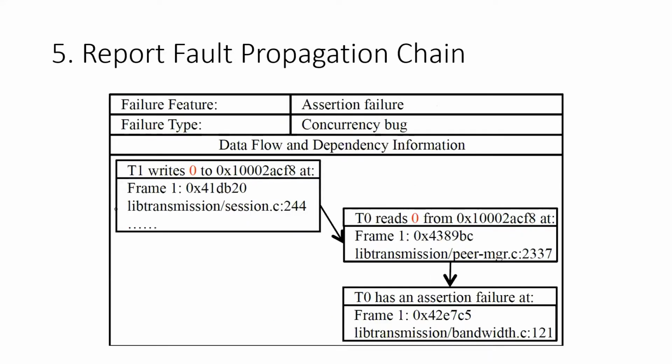In the end, Vultr reports what the failure feature is, and the failure type, whether it's a sequential bug or a concurrency bug, and the fault propagation chain, which is kind of backward program slicing. In the report, developers can know what the wrong value is and where it comes from. So it is very useful for developers to fix the bug.